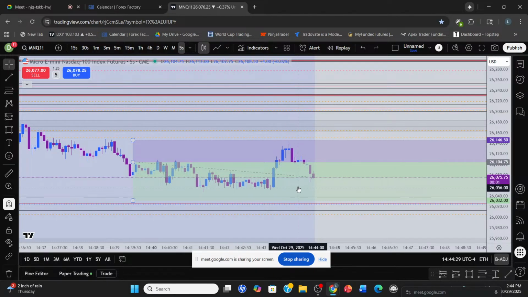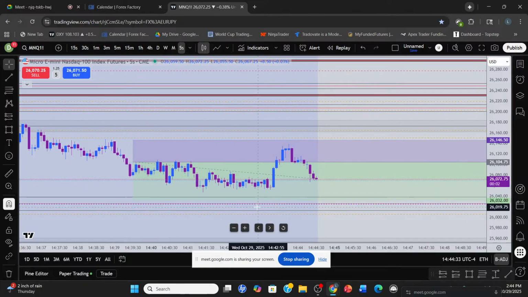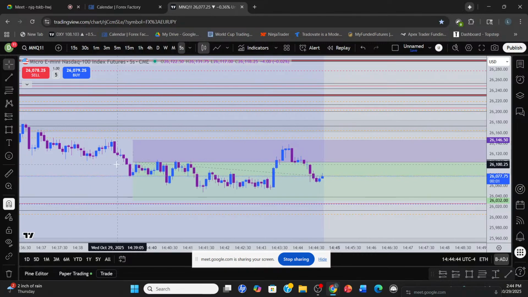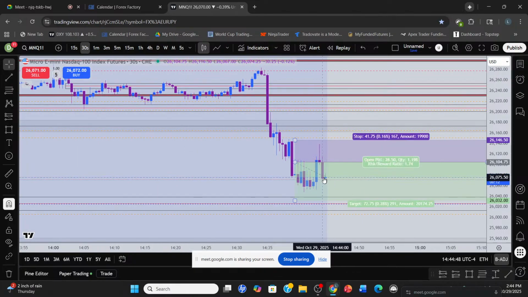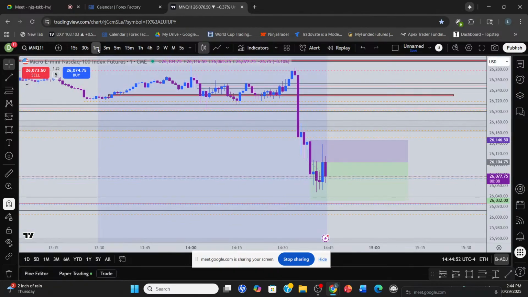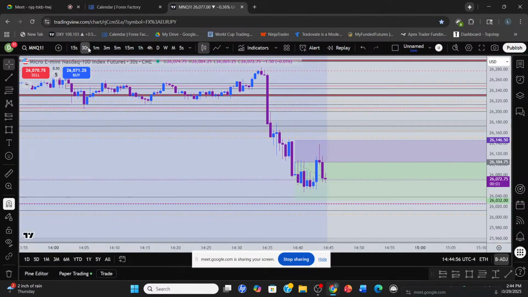We're stuck in this fair value gap right here. If we can flip this, then what is it? Here, here, and here. And go back to the 30 second, 1 minute. Like I said, as long as we don't take this, we're fine.